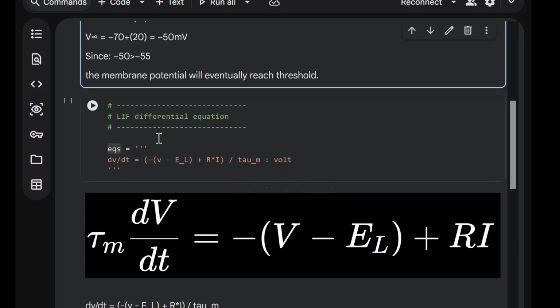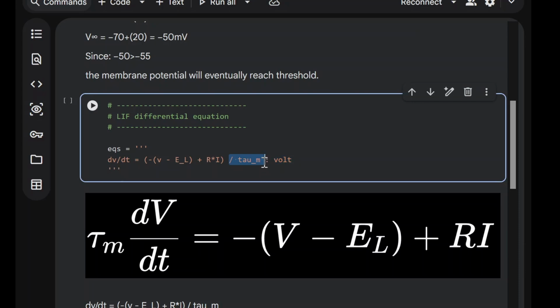This equation is a little bit different. It's a simple differential equation. This was the equation I showed you. Basically, my time constant has been moved towards the right. Everything else is the same. So you have this leak term, you have this input term, and everything is being divided by our time constant. And we have this particular thing in a unit volt. It's a characteristic of Brian2. We'll talk about that in a later video.